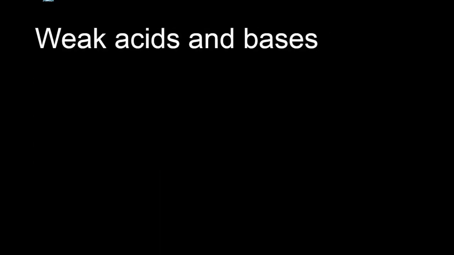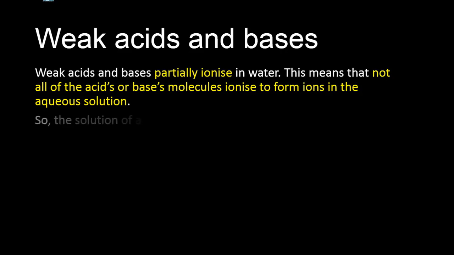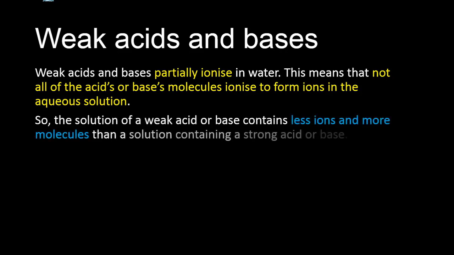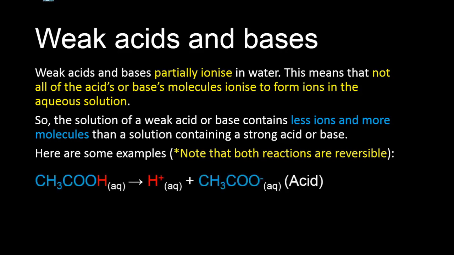Weak acids and bases. Weak acids and bases partially ionize in water. This means that not all of the acid or base molecules ionize to form ions in aqueous solution. So the solution of a weak acid or base contains fewer ions and more molecules than a solution containing a strong acid or base. Here are some examples. Note that both reactions are reversible. Here is ethanoic acid and aqueous ammonia.